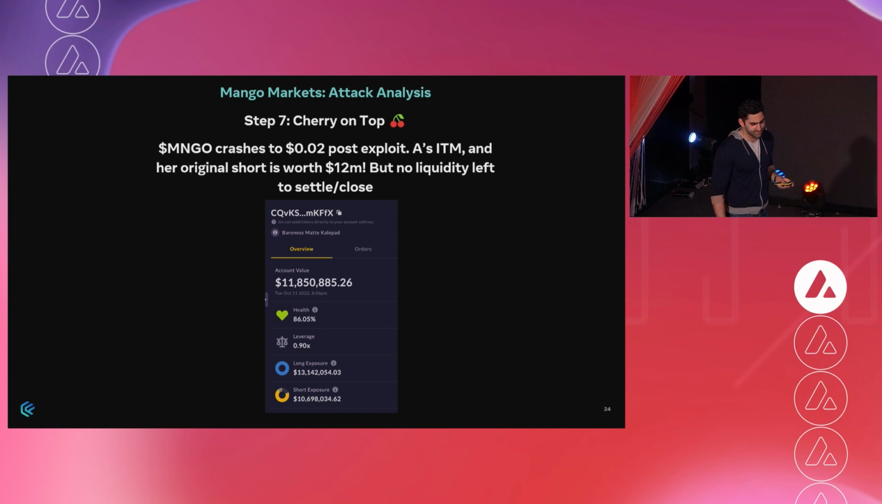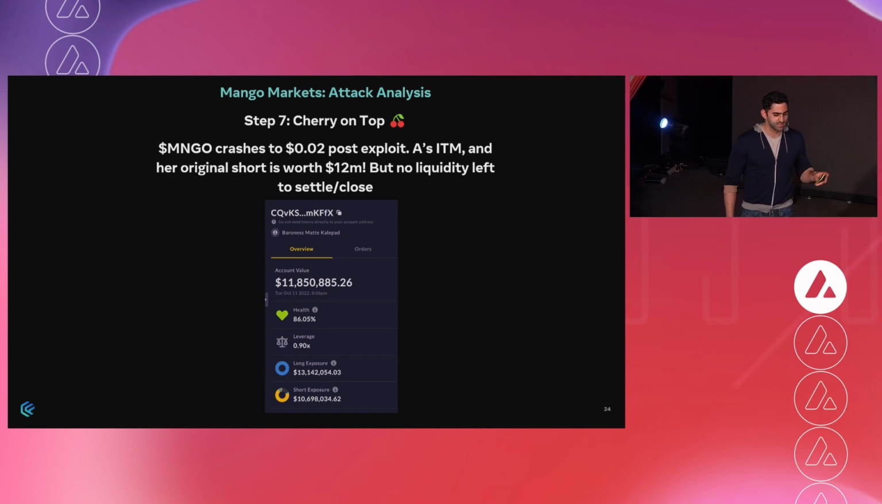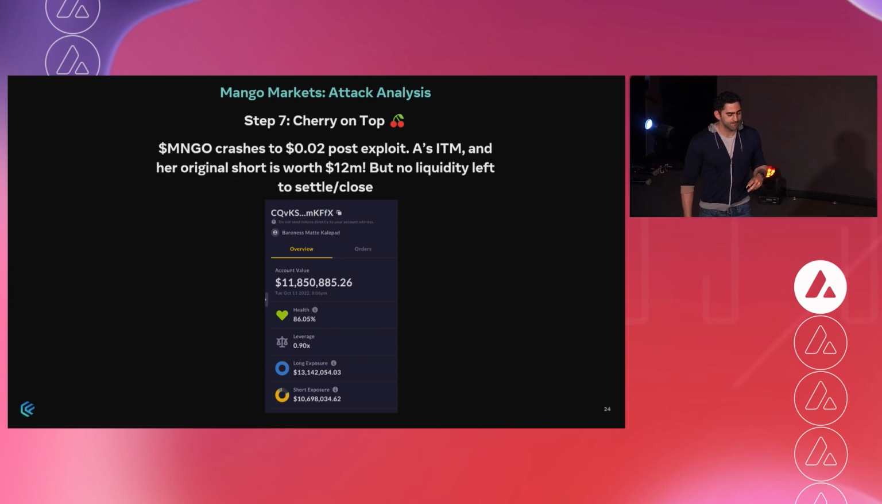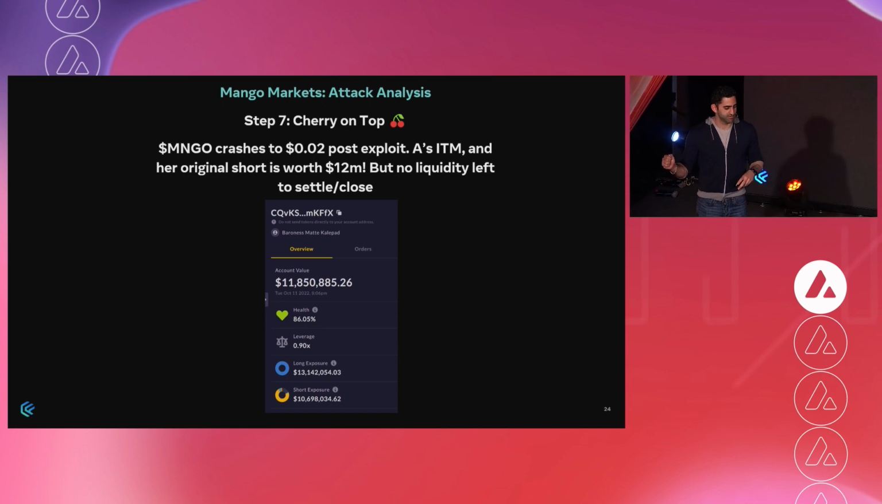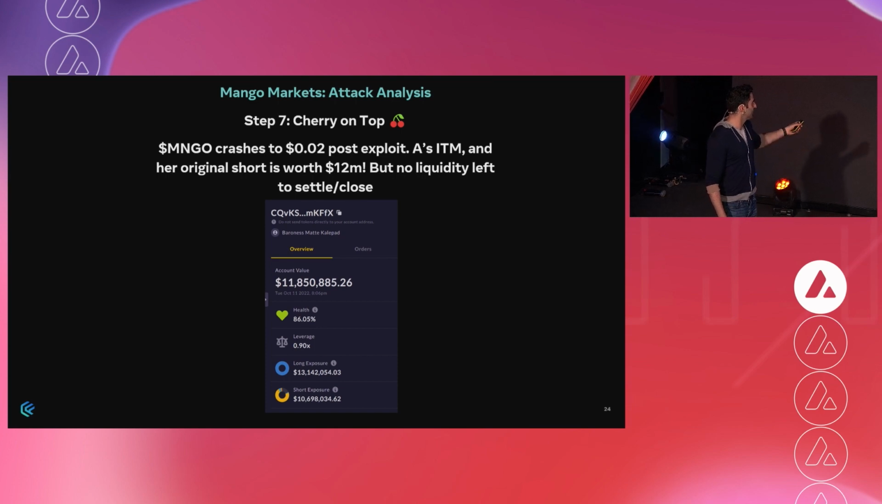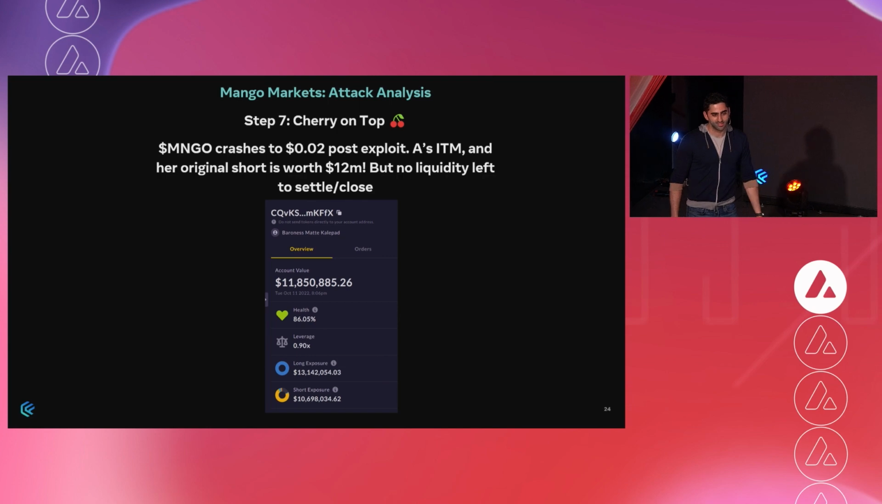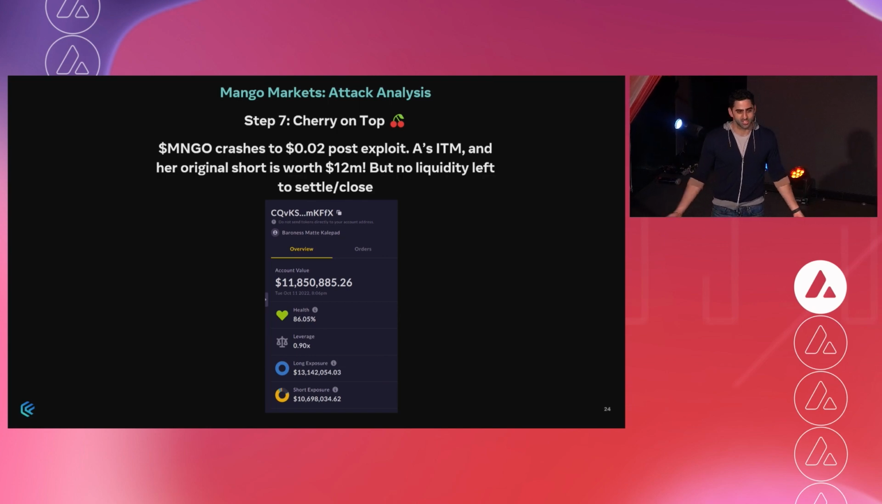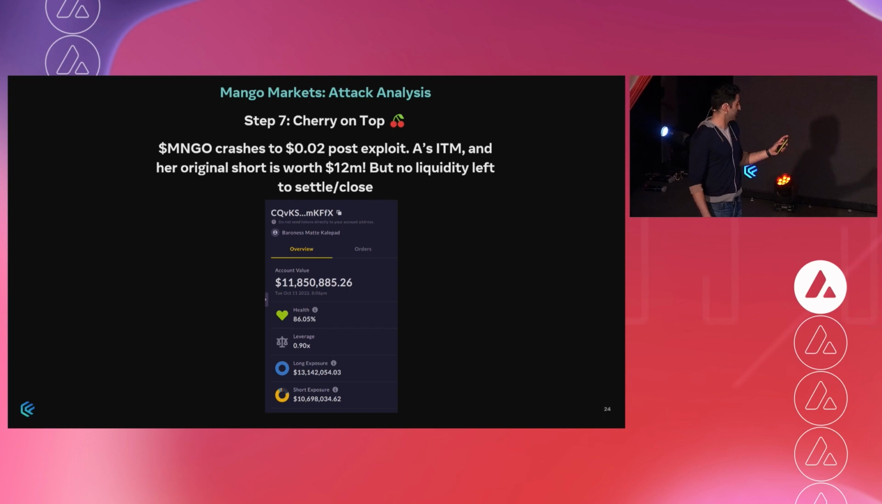Now, after the attack, Twitter starts going crazy. Mango starts dumping again. You have account B, who's borrowed all of the high-quality assets out of Mango. Account A's sell position is still open, and it's actually in the money now, worth 12 million. There are no more assets, so the position can't be closed in Mango. But this is really kind of the cherry on top here.